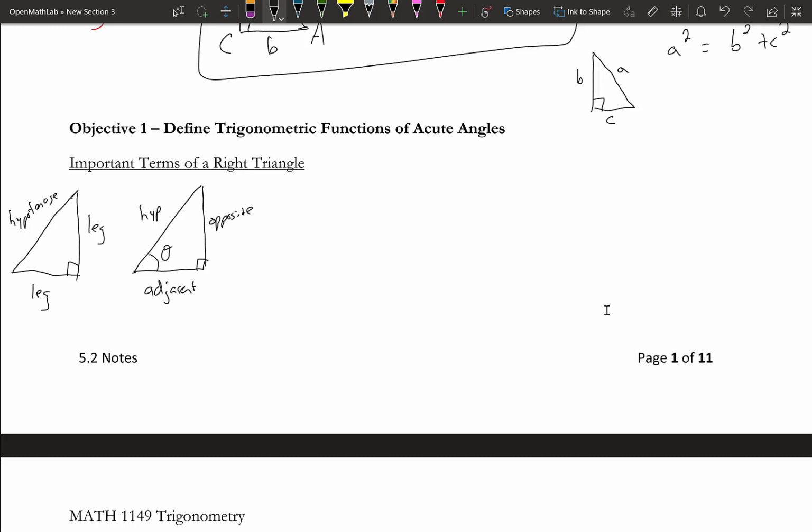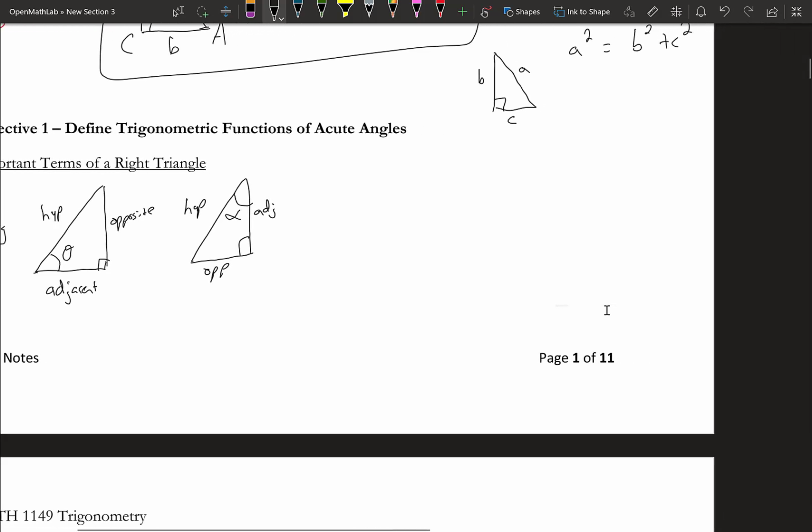If I have another right triangle, and I consider this angle alpha, this would still be the hypotenuse. Now the adjacent side is going to be this one, because it's the one touching the angle. So this would now be the opposite side. The side that's touching the angle that we're considering is adjacent. The side that's across from the 90-degree angle is always going to be the hypotenuse.